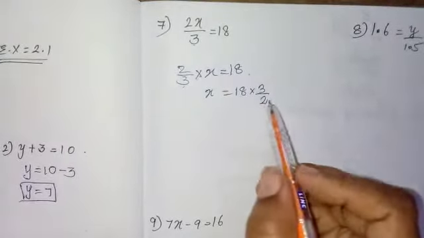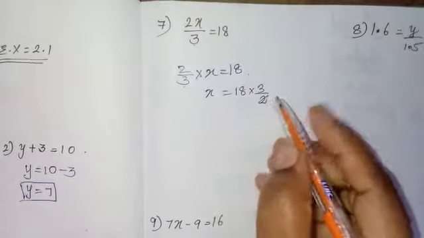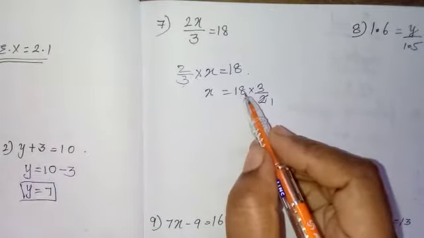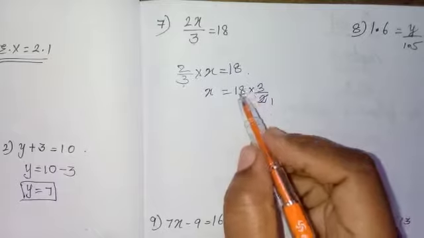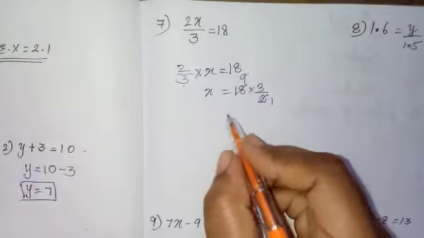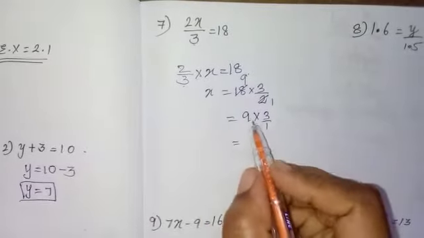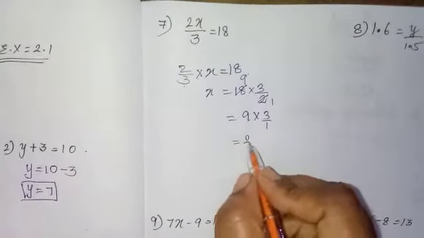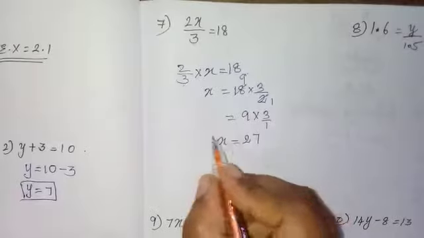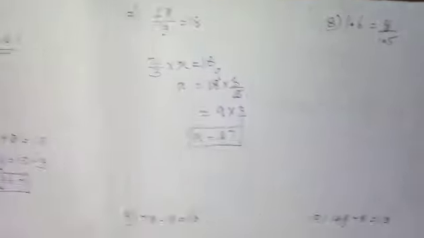Fine. You can cancel it. 1, 2 is 2. How many 2s are 18? 9 2s are 18. So 9 multiplied by 3 by 1. So we just write, 9 3s are 27. So x value is 27.